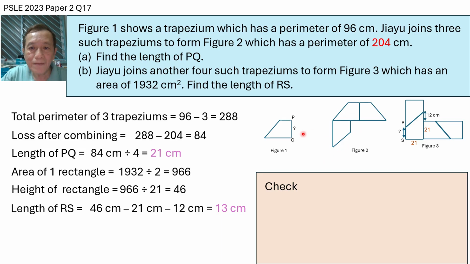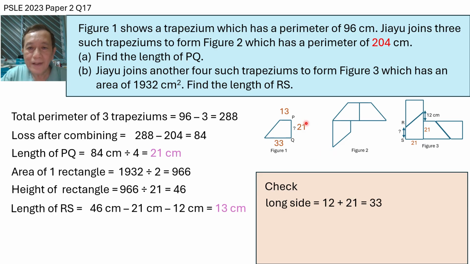First, we figure out the 4 different lengths on this trapezium. PQ we know is 21. RS is 13. Which one is RS? The shortest one. Here. We have 2 more to go. The long side, this one. Where is it? 12 plus 21 equal 33.